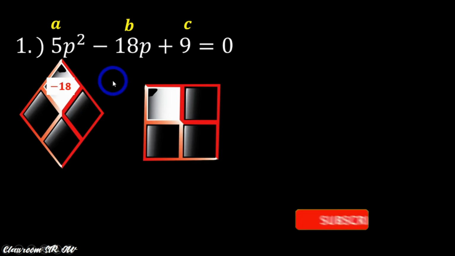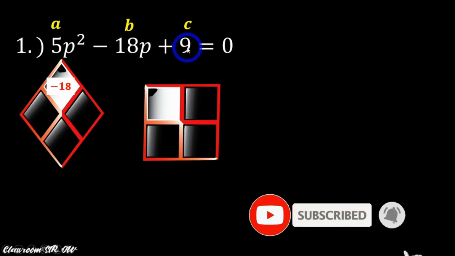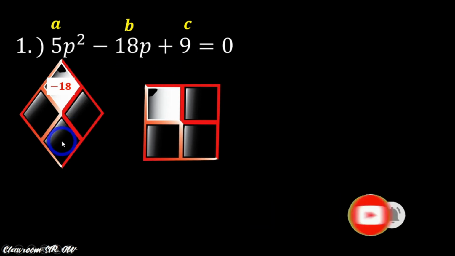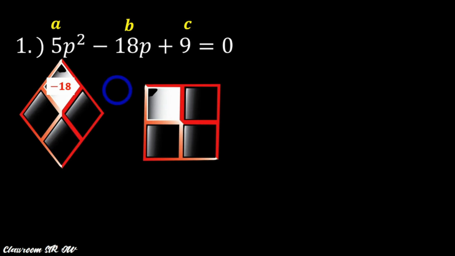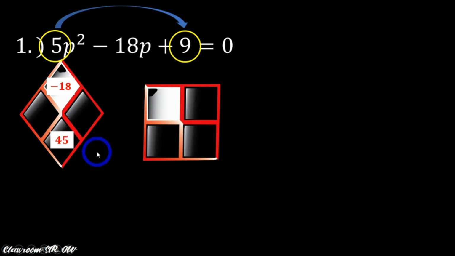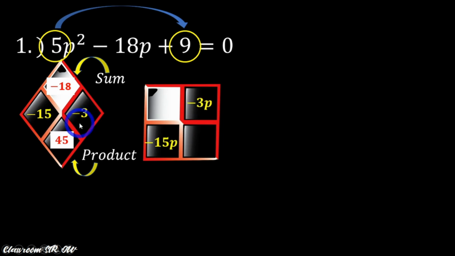Next, in our previous session, we just wrote the constant in the bottom part of our diamond. But this time, what we are going to do is multiply the coefficient a and c, which is 9. So 5 times 9 is of course 45. Now we are ready to look for the two numbers whose product is 45 and whose sum is negative 18. The two factors are negative 15 and negative 3.